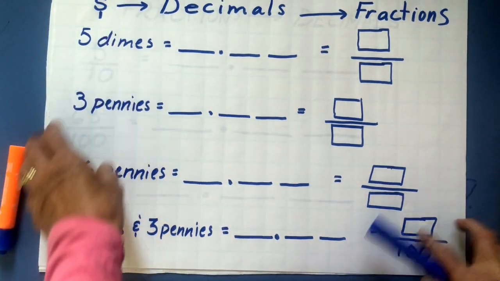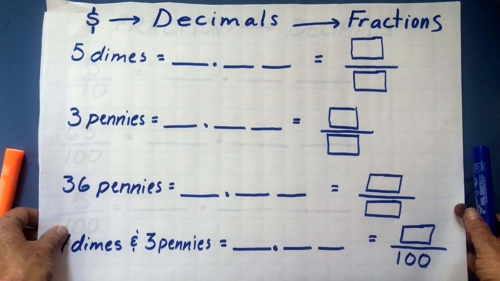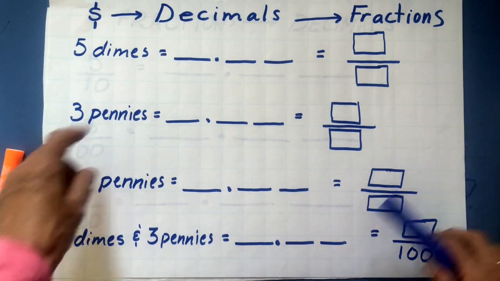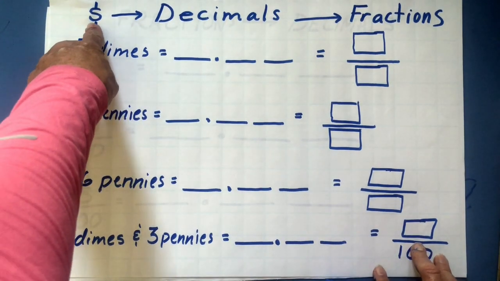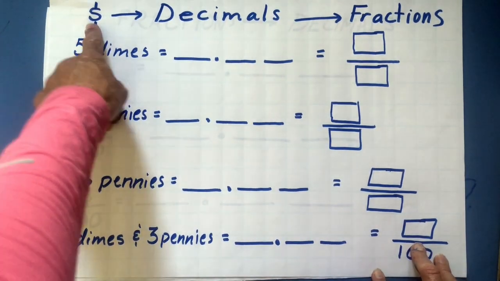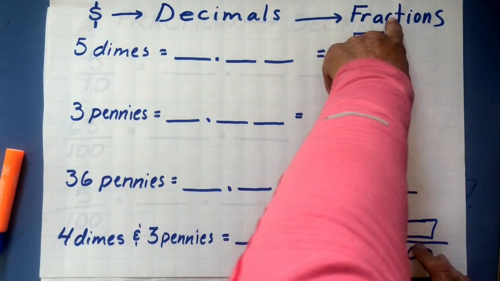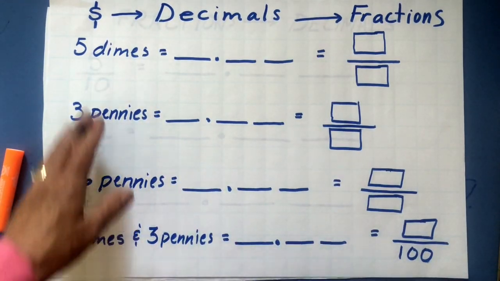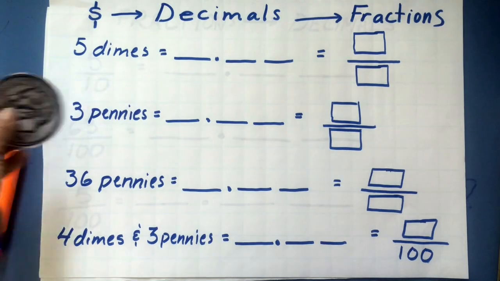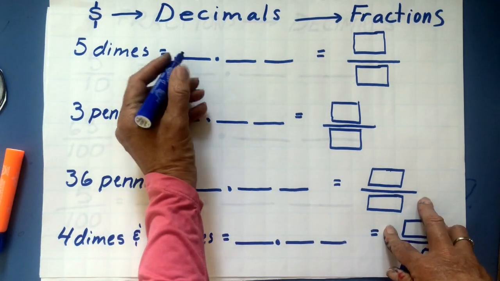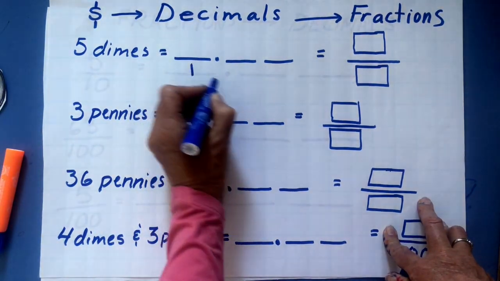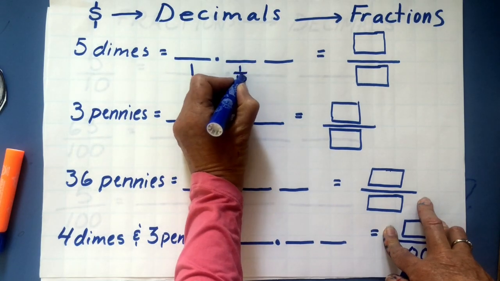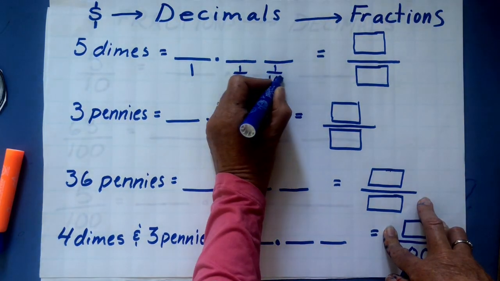Now I want to try to relate. We're going to start with money, and then we're going to change it to decimals, and then we're going to change it to fraction. So let's say I have 5 dimes. Okay, so I always write the place value on the bottom. So this is 1 whole, 1/10, 100. It's just so easy for me.